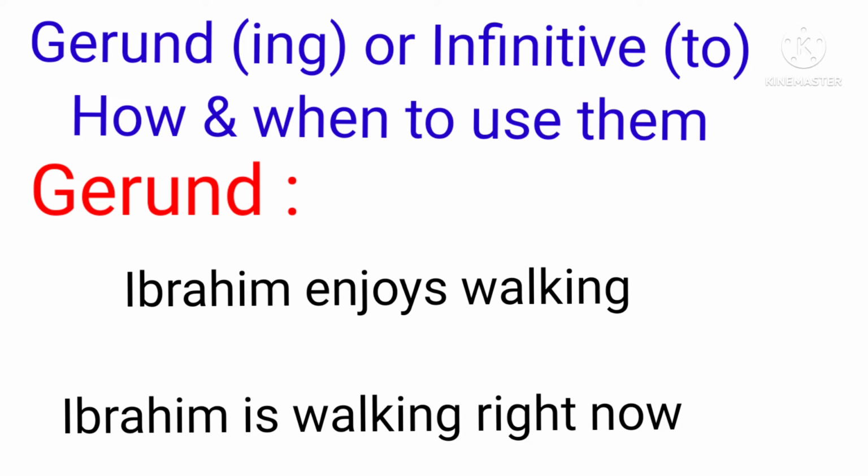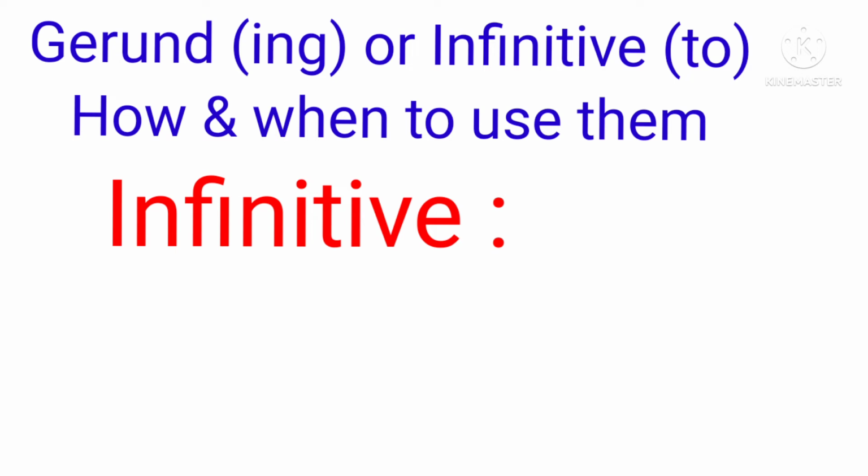In the first sentence, we have walking as a gerund. Walking is the object of the sentence. In the second sentence, Ibrahim is walking. Walking is acting as a verb or part of the verb. He is walking, be verb plus the present participle. Okay, enough about the gerund. Let us move on to the infinitive.